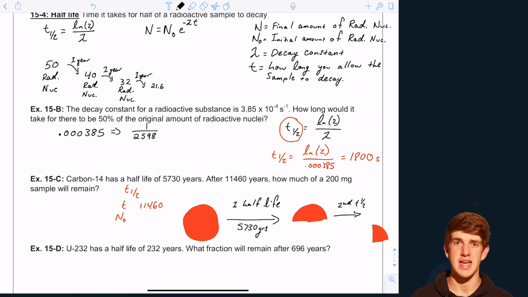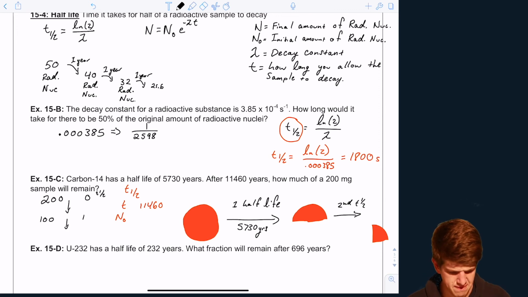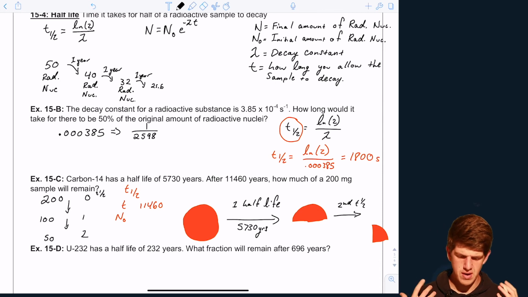So what does that mean? It means I can have 2 half-lives in that time. Whatever my initial amount was, in this case 200, after my first half-life I'll have 100. And after my second half-life, the years 5,731 to 11,460, I will have half of that. So after 11,460 years, 50 milligrams of carbon-14 would remain.